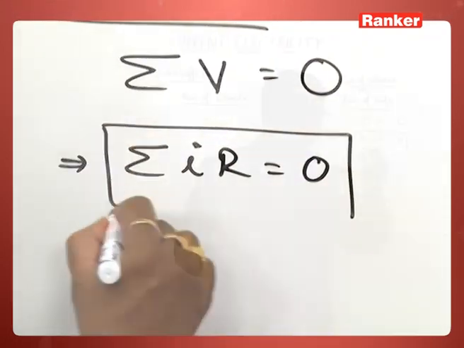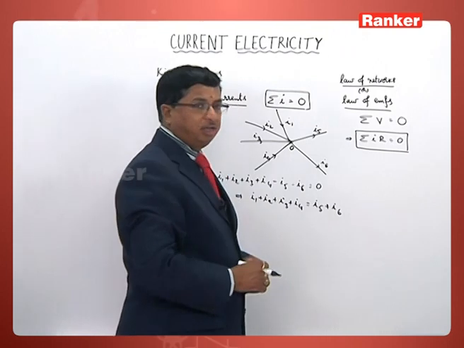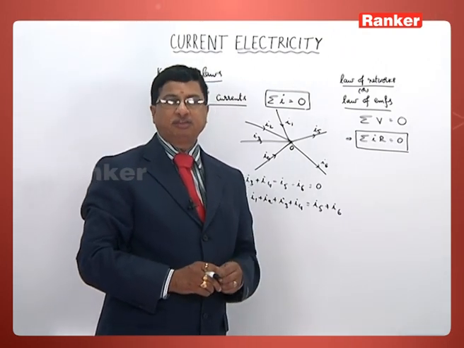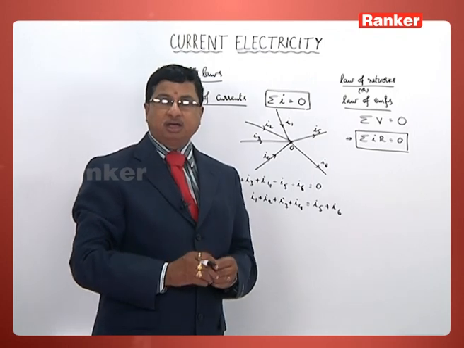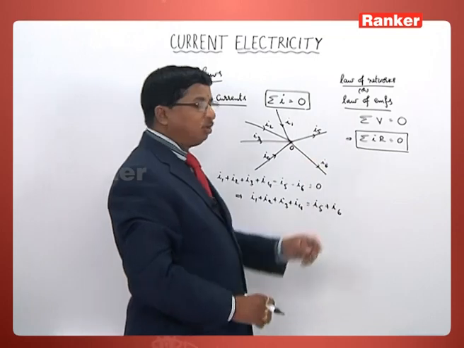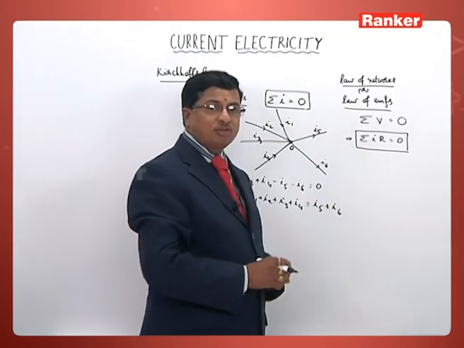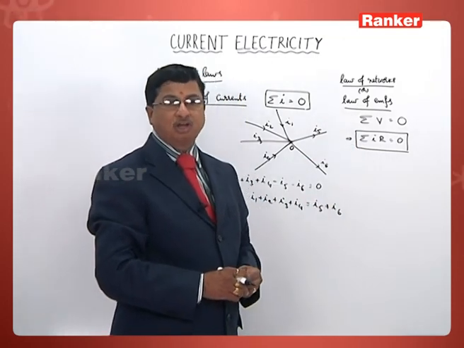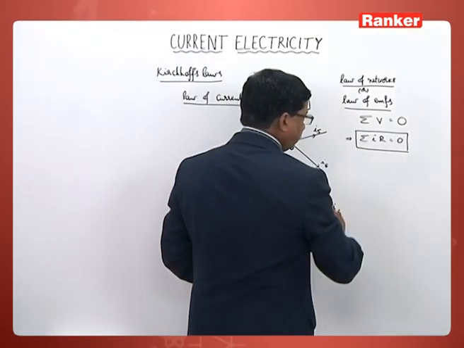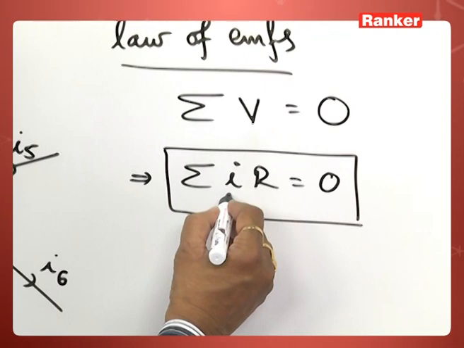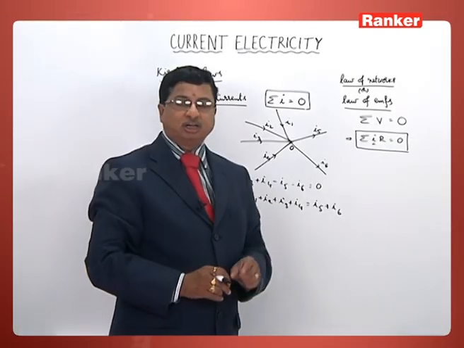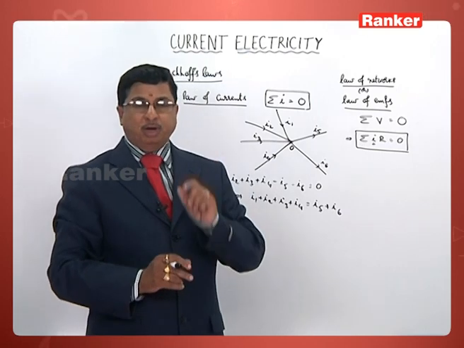According to Ohm's law, V can be written as I into R, I being the current there, R being the resistance. So, sigma IR is equal to 0. That is actually the equation for the statement of the second law, that is the law of EMFs or law of networks. Now, while taking up this equation, how to consider the direction of current matters.